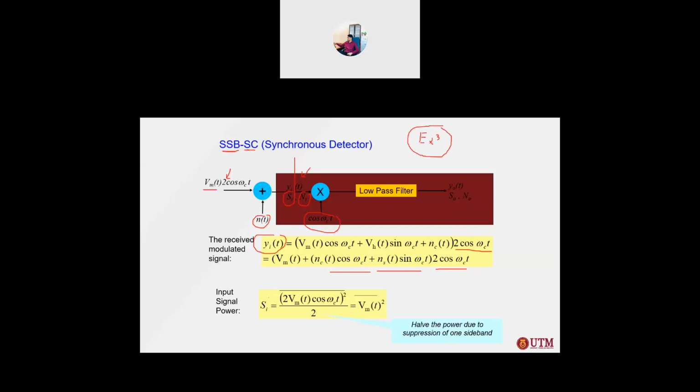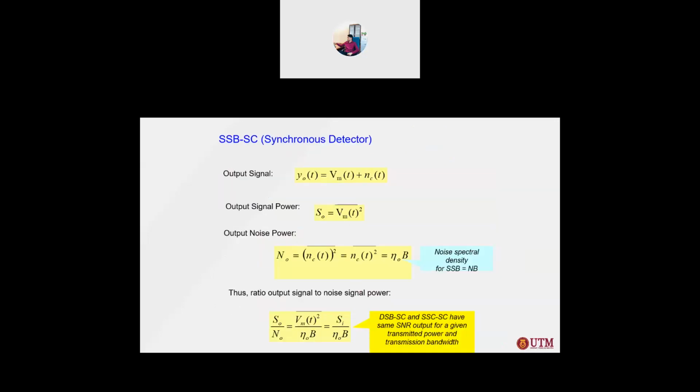So input signal power S_i, this one is (√2 V_m cos ωct) squared. Okay, and then square root. In the end, you see, it will be cancelled out. Right? So that's why we will have that. So in the end, you have this. Okay. So next, this one is mathematics.